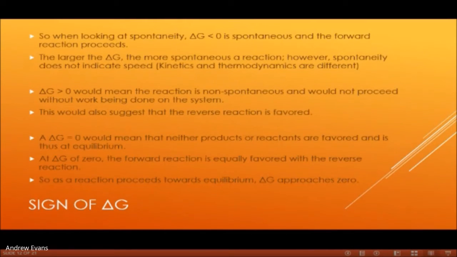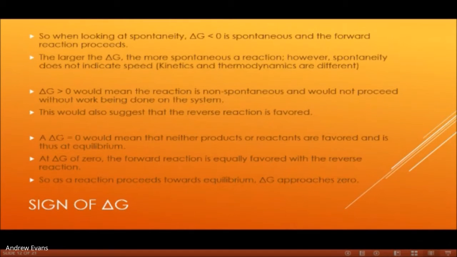But so in practice, when delta G is less than 0, it is spontaneous, and this is a forward-favored reaction. The reaction is going to go towards products. The larger the delta G value we have, the more spontaneous the reaction, essentially the more reactive it is. However, much like equilibrium constant K, delta G does not indicate the speed. Kinetics and thermodynamics are independent of each other. So we could have a spontaneous reaction that goes incredibly slow or one that goes incredibly fast, all things considered.